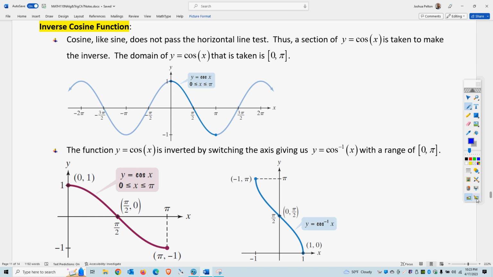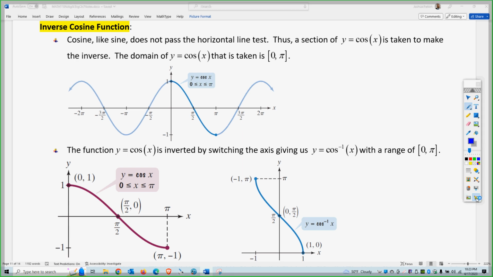So again, we're under the same problem with every trig function in that if you do the horizontal line test, every trig function will in fact fail. So we need to limit the domain of the trig function. So we limit the domain from 0 to pi, essentially. So that is the domain of the cosine function, which again would be the range of the inverse trig function, which in this case is cosine.